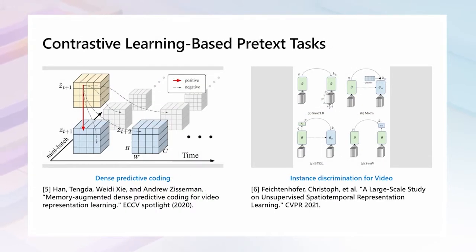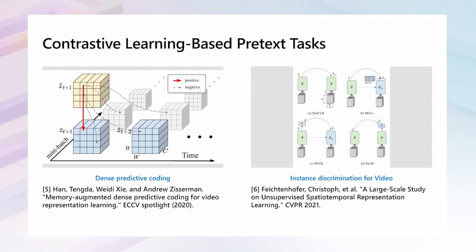The third type of pretext tasks are contrastive learning-based. In contrastive learning, we have the freedom to define positive and negative samples for each characteristic that we want the network to learn. For example, if we want the network to learn shapes, then all the objects with the same shape are treated as positive samples, regardless of their size, color, or texture.